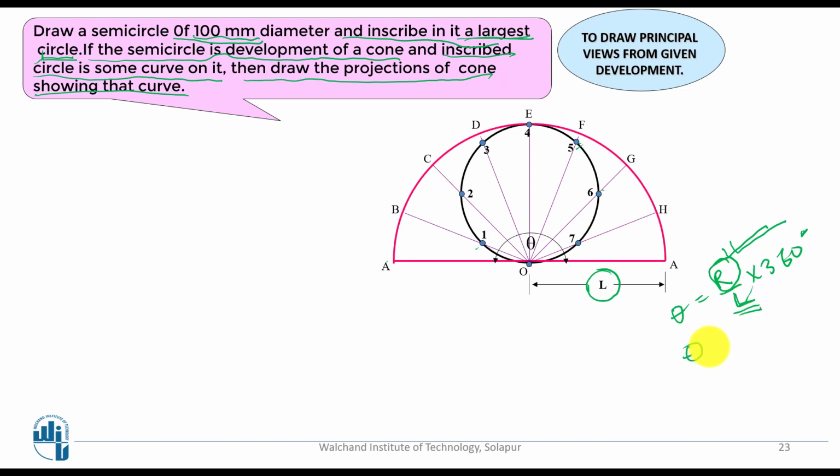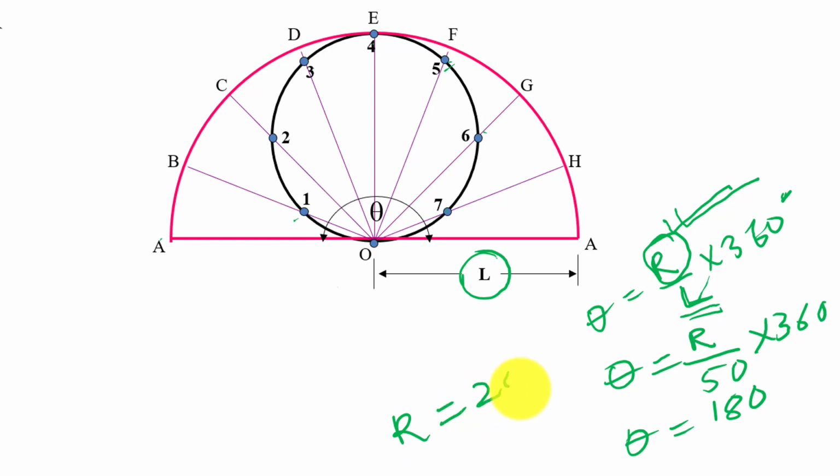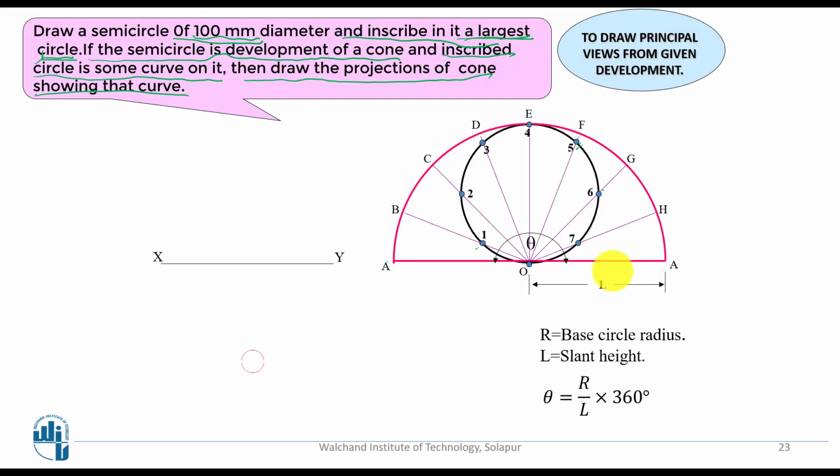millimeter. Based on that, you are going to calculate theta is equal to R divided by L, that is 50, into 360. By substituting this value you are going to get R is equal to 25 millimeter. So R is the base circle radius, L is the slant height, theta is equal to R upon L into 360. You have got the R value as 25 millimeter.